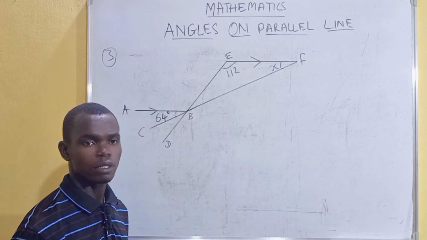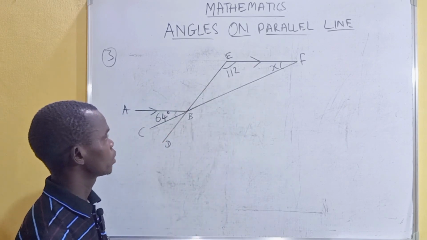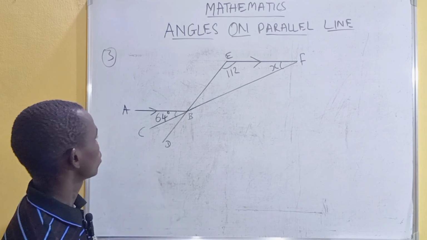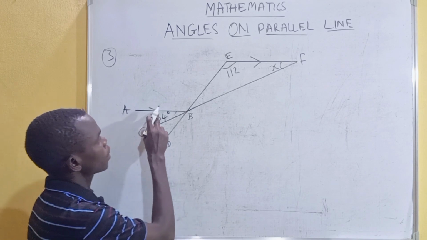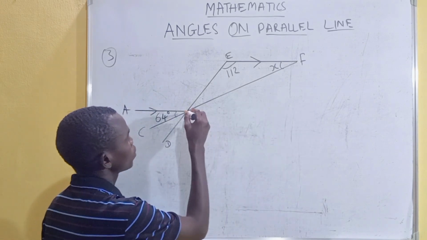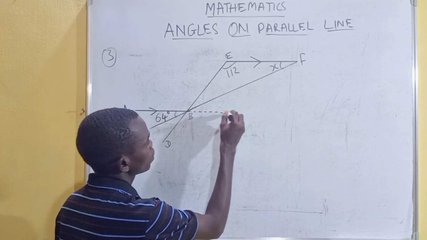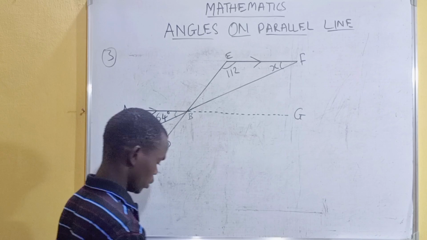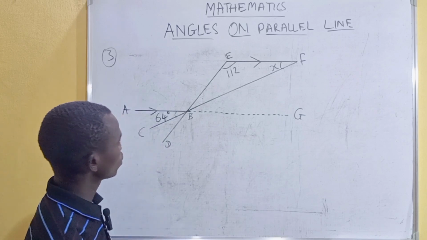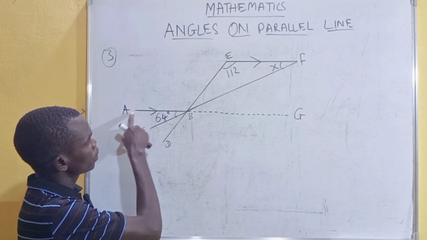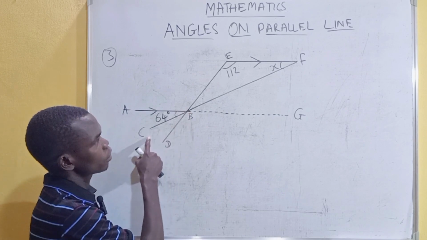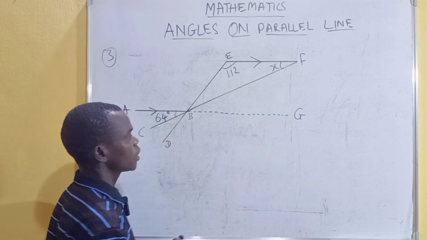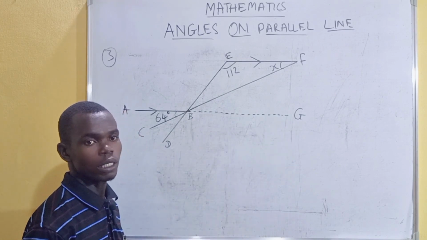And from our first question, we said that parallel lines are extendable. So we can extend this parallel line this way, which will give you this. And we can name here to be G. So you will notice that this angle ABC is also equal to FBG. That is vertical opposite angles.